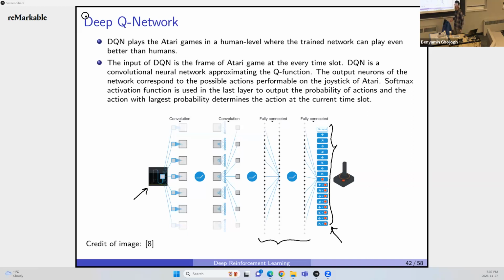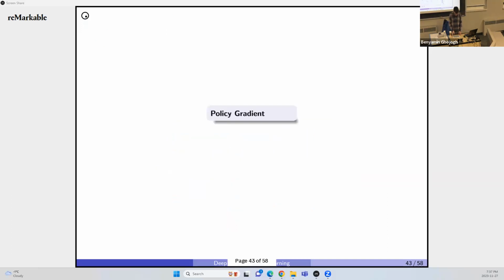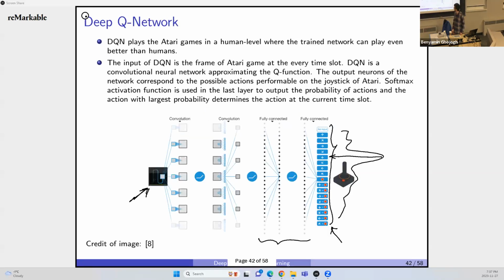So softmax, right? Because we want it to become like a probability. So for example, it becomes like this. What does it mean? This action has the largest probability to do. So basically it says that for this frame, it's best to do this action, right? Okay. Interestingly, they could outperform humans in playing Atari games.